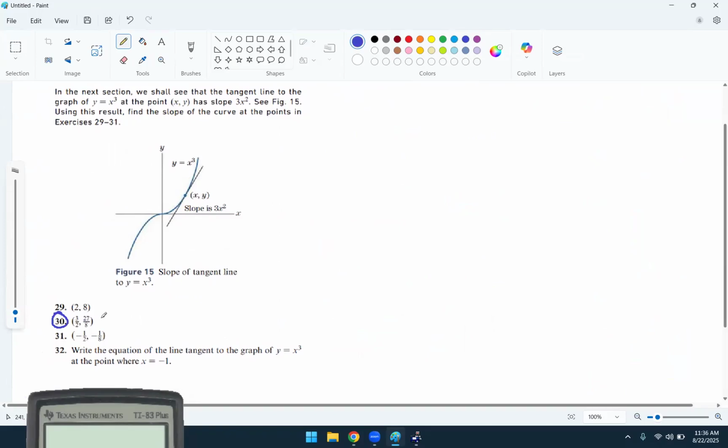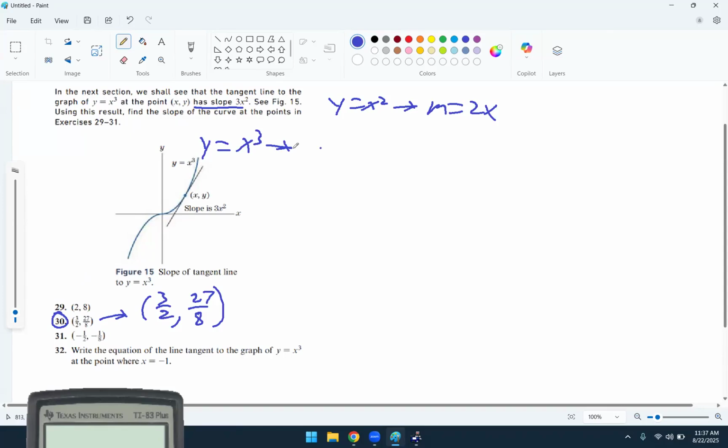In case you can't see it clearly on my screenshot, this point is 3/2, 27/8. That's the point. But what does it say here? It says in the next section, we shall see that the tangent line to the graph of y equals x cubed. This is the x cubed graph. Again, we'll look at derivatives to get this 3x squared in a moment. But the slope formula for that, unlike the x squared graph: when y is equal to x squared, the slope formula is 2x. When y is x cubed, the slope formula is 3x squared. That's what we're being told.